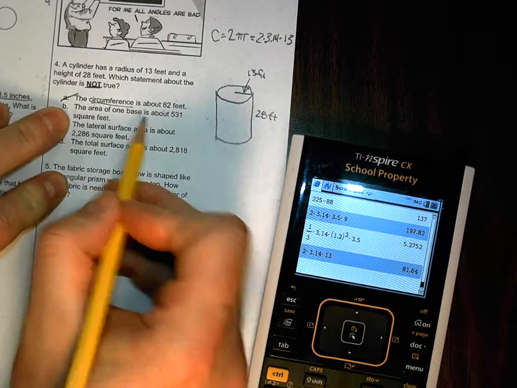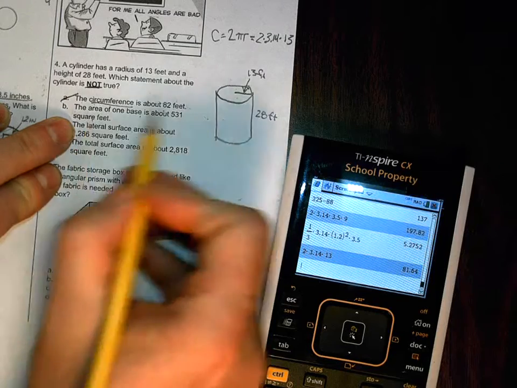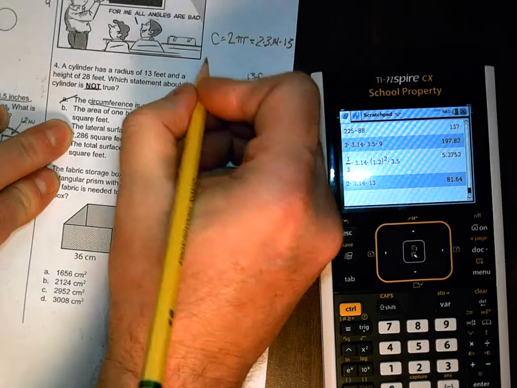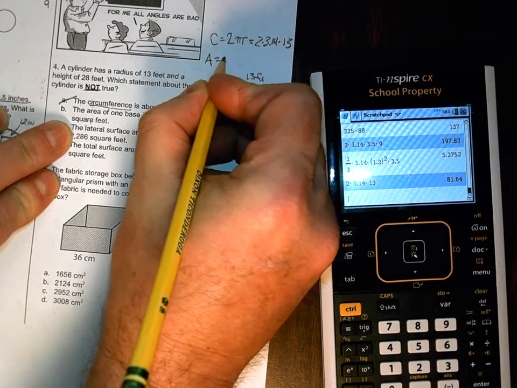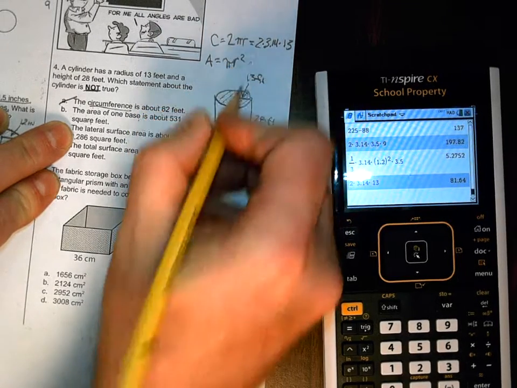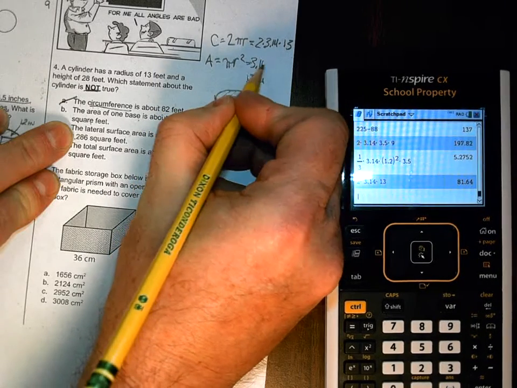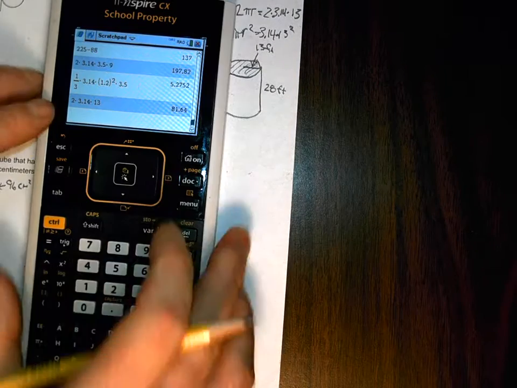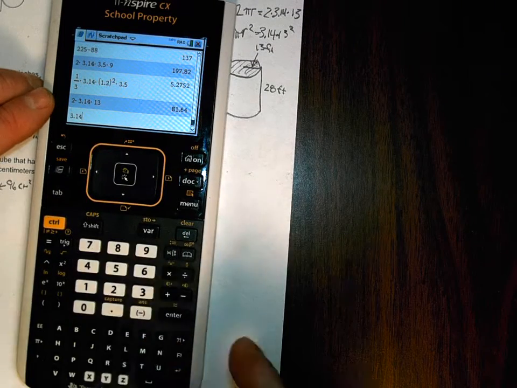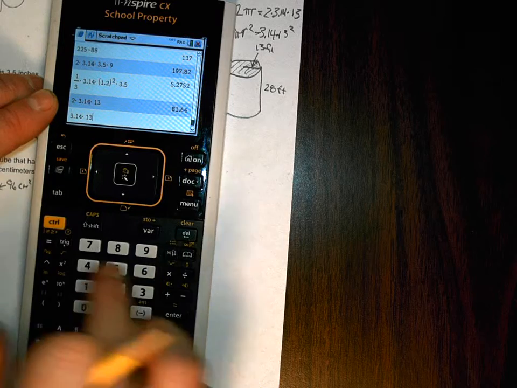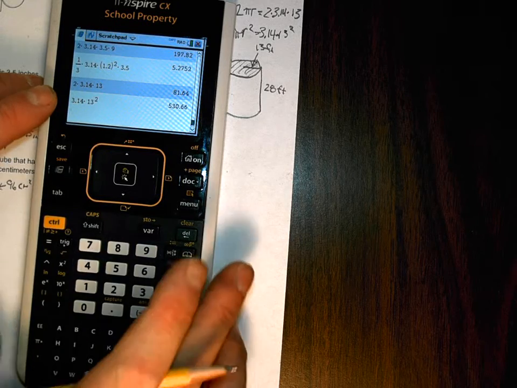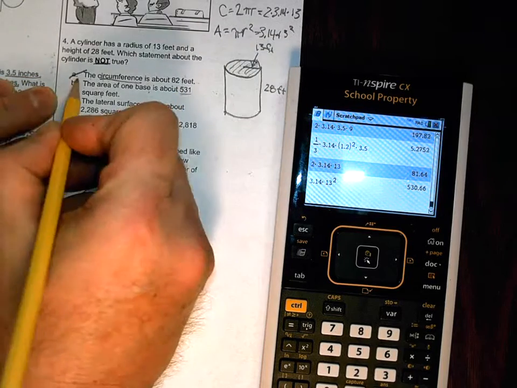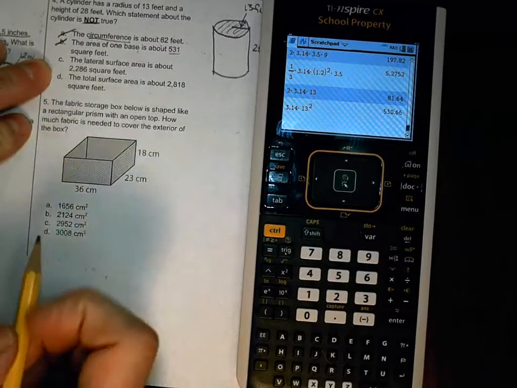It says the area of one base is about 531 square feet. Well, area of the base, remember the base is always the circle. The area of a circle equals pi r squared. I know what pi is, it's 3.14 times r, which is 13, squared. I type that in, 3.14 times 13 squared, and I come up with 530.66, or approximately 531 if I round up. So that one's good. Let's go to the last one.